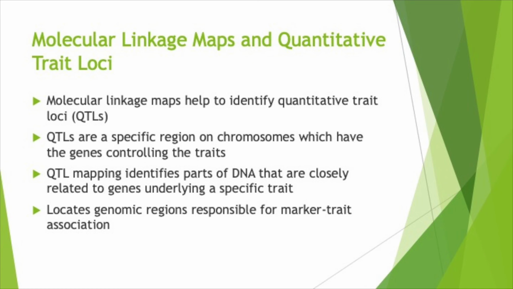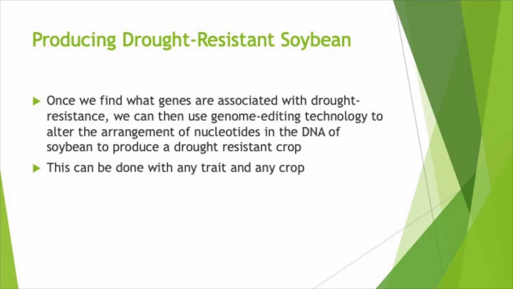In the case of soybeans, we would use molecular linkage maps to identify the quantitative trait loci associated with drought resistance. Using molecular linkage maps to identify the regions of DNA associated with drought stress and drought resistance, we can then use genome editing technology to alter the arrangement of nucleotides within DNA to produce a soybean crop that can resist drought. This idea holds true with any crop and any trait. Whether disease or environmental factors, we can use genome editing technologies to create crops that can withstand any conditions.